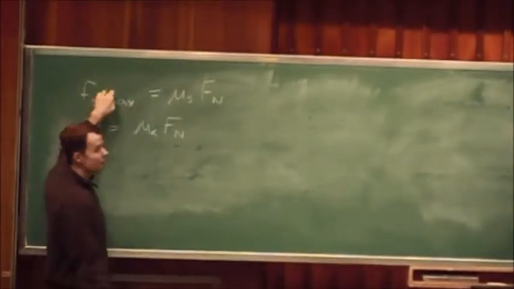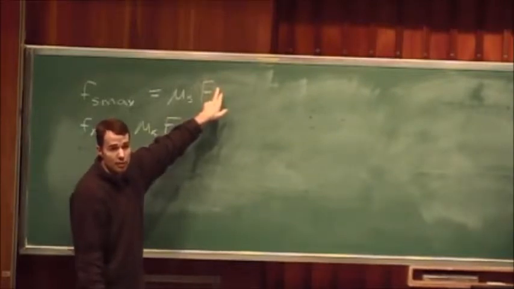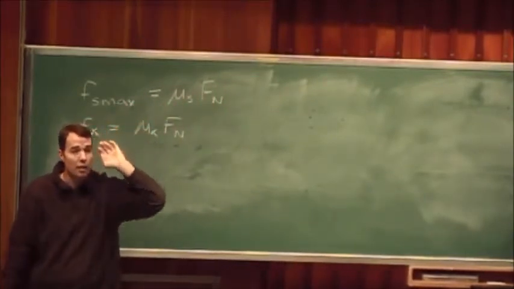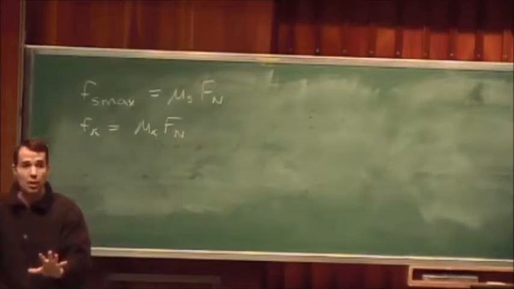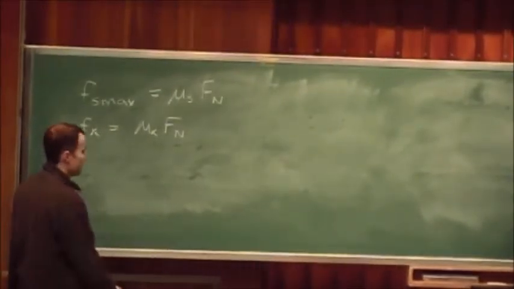Okay? This is always opposing the direction of motion. This is perpendicular to the surface. Okay, so we don't write this out as a vector. This is simply just a relationship between the frictional force and the normal force.